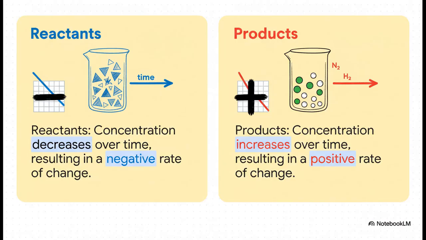First, though, there's a quick but super important rule of the road. Think about it. Products, like our nitrogen and hydrogen, are being created, right? So their concentration is going up. That means we give them a positive rate. But the reactants, like our ammonia, they're being used up. Their concentration is going down, so they get a negative rate. Just remember that. Positive for products, negative for reactants.